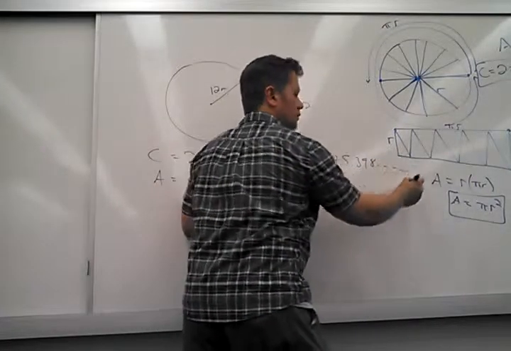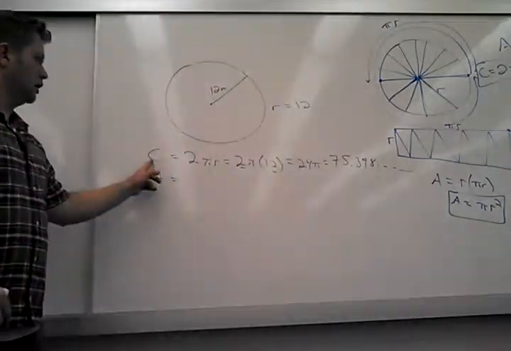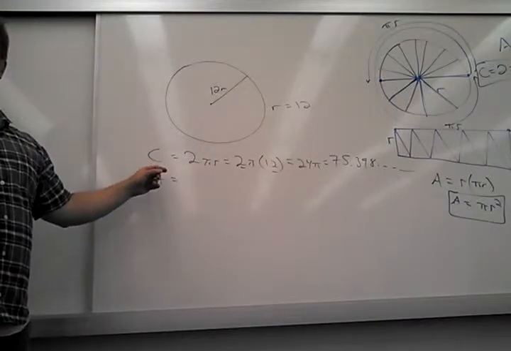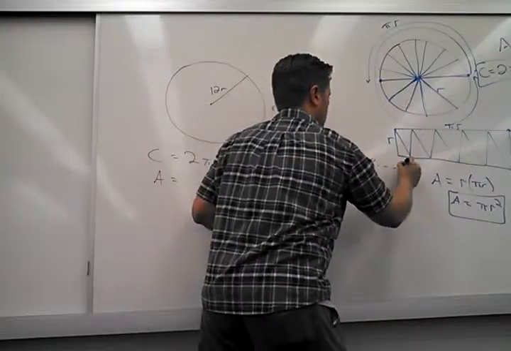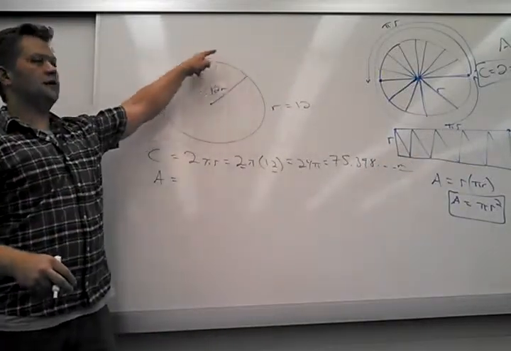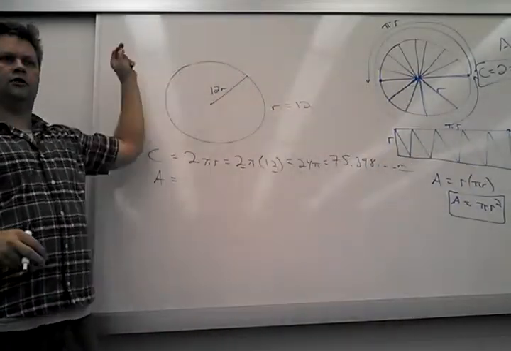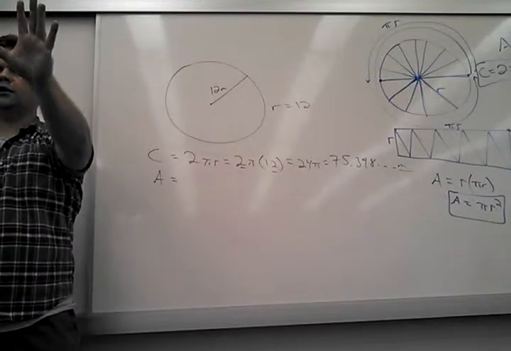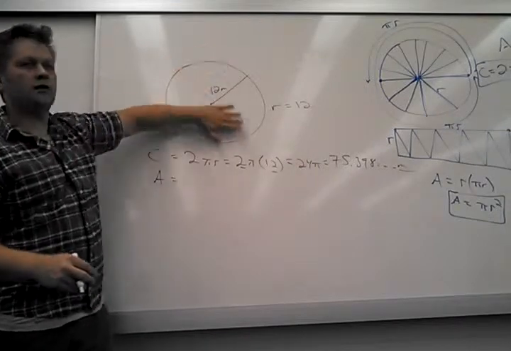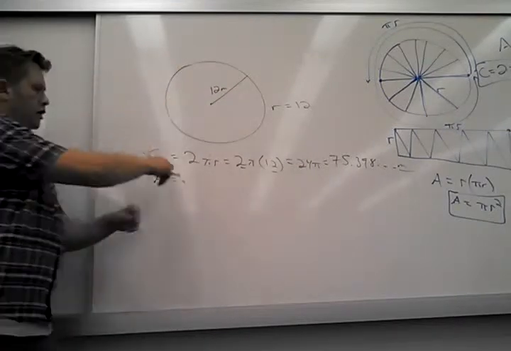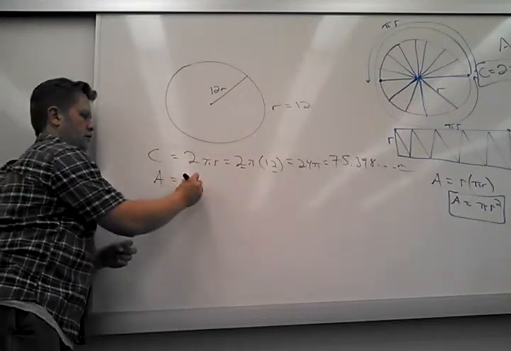What would the units be? Circumference. It's not area. Meters. Right? Circumference is just a length. It's only going to be meters, not square meters. Area is going to be square meters. Area is where I try to cover this thing. What would the area be of this? How do I find the area?